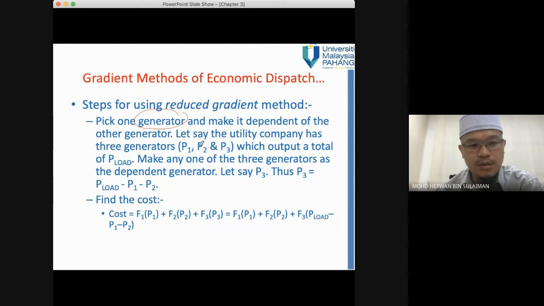Okay, and then we make any of the 3 generators as a dependent generator. So let's say P3. So meaning that P3 is depending results from P load minus P1 minus P2. Okay, and then we find the cost after we obtain P3 depending on the P load, P1 and P2. We calculate the cost. The cost that includes the variables of P1 and P2.